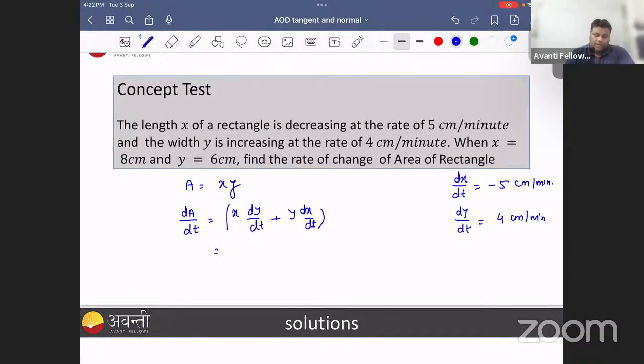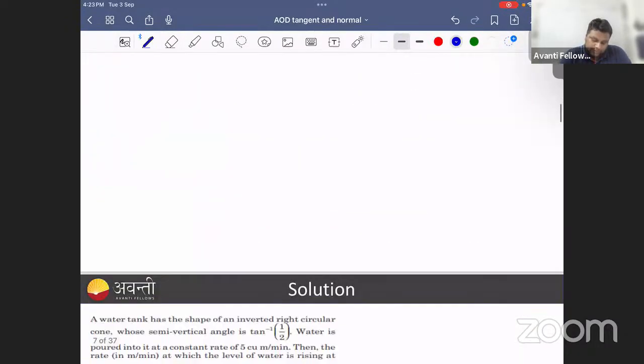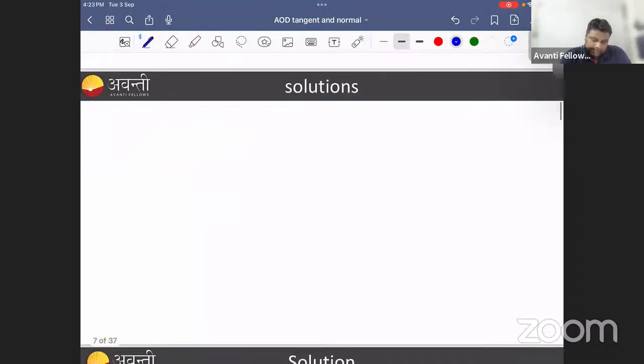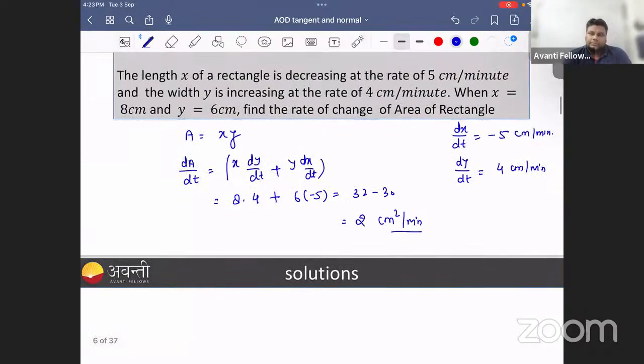Got it? Now put the values. x is 8, dy by dt is 4, plus y is 6 and dx by dt is -5. So it is 32 minus 30. It comes out to be 2 centimeters square per minute. This is the rate with which its area is changing. Got it? Is it fine?